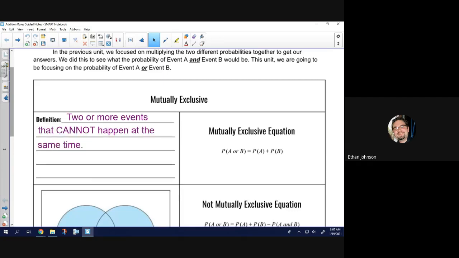Mutually exclusive is two or more events that cannot happen at the same time. In other words, rolling a die and getting an even number or getting a 3. 3 is not an even number, so that would be mutually exclusive. In that case, if they are mutually exclusive, you would just add the two probabilities: the probability of it being even plus the probability of it being a 3.